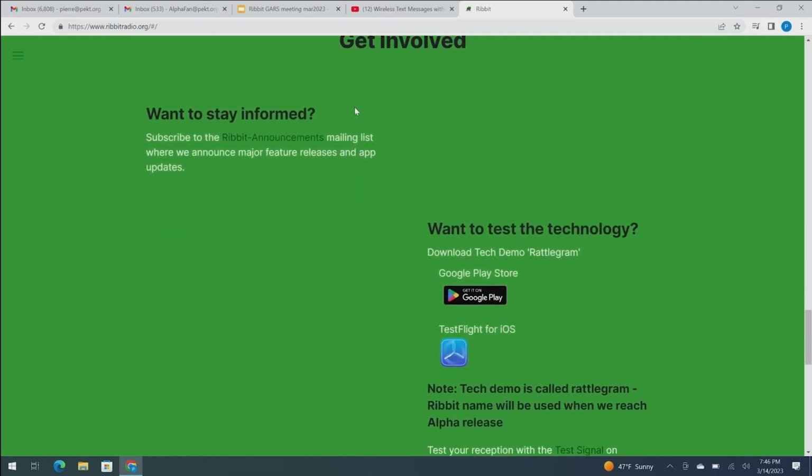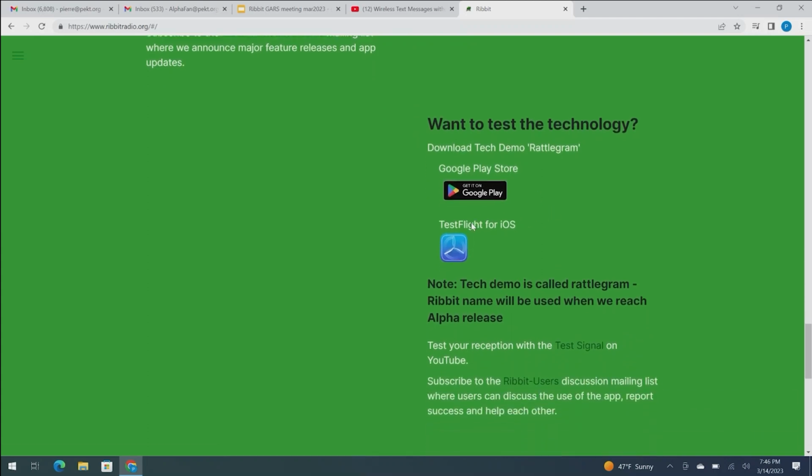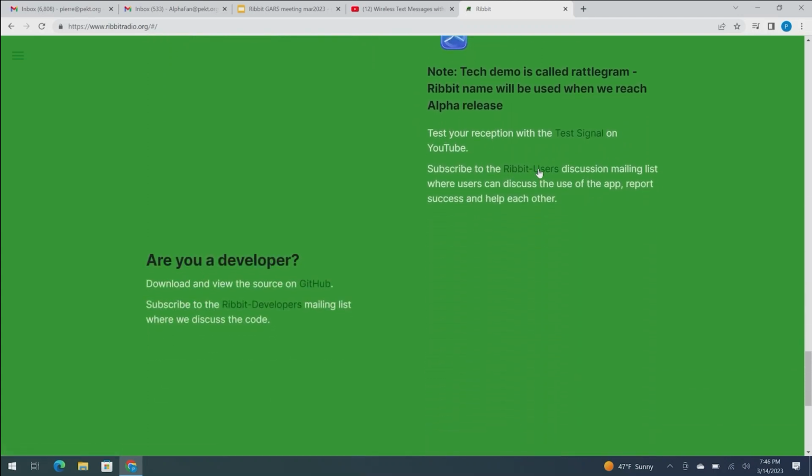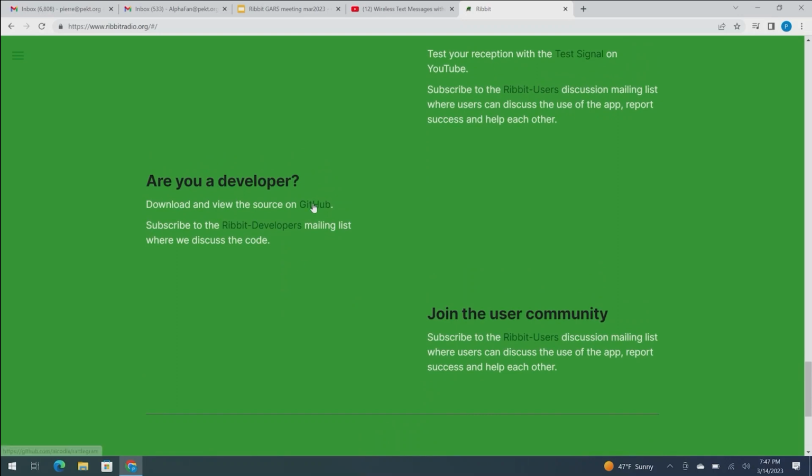If you want to be informed, I would recommend that you join the announcement mailing list, because anytime we have a milestone update, like a new feature on the app or things happening, we'll broadcast to the Ribbit announcement mailing list. Here are the links where you can download the app, and down there is a user community mailing list where users can exchange information like how you do this or that. We also have a developer mailing list for people who want access to the source code or to contribute to the development.